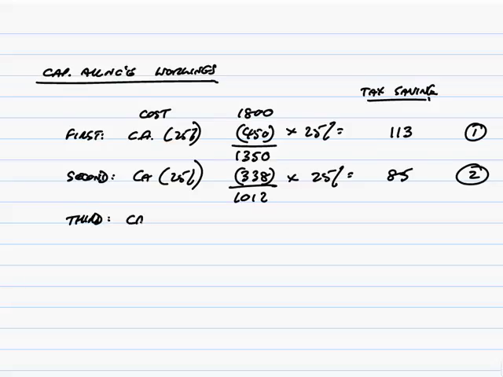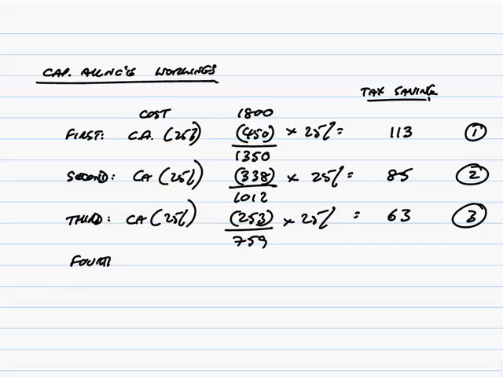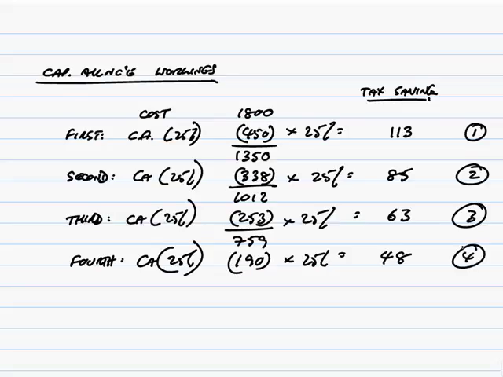The third, well again 25% is 253, bringing us down to 759. The tax saving at 25% is 63, I think. And the 4th year, 759 at 25% is 190. And it brings us down to 569.